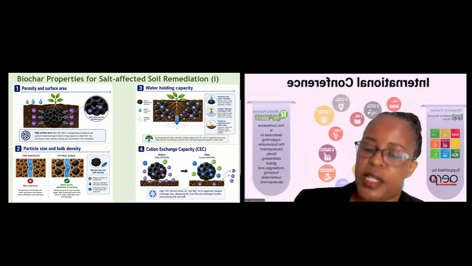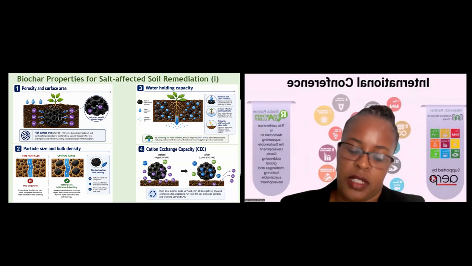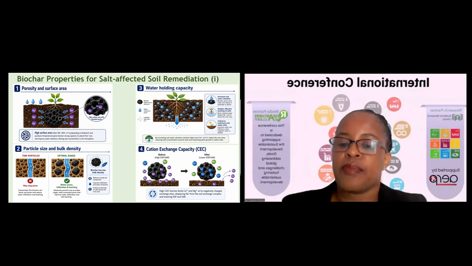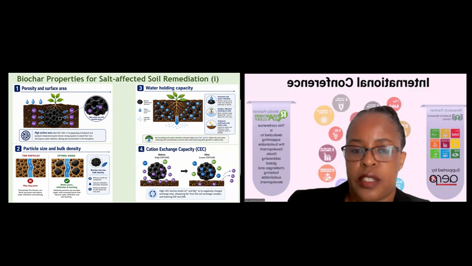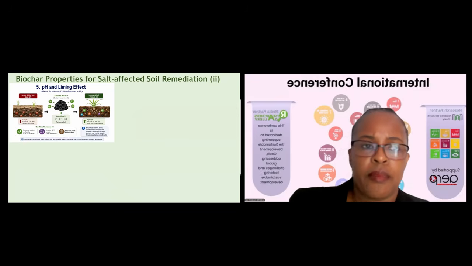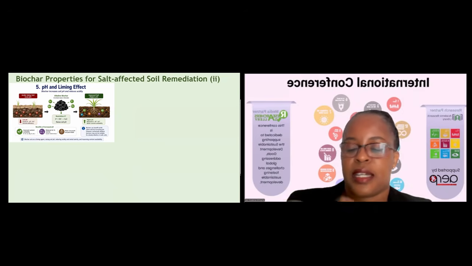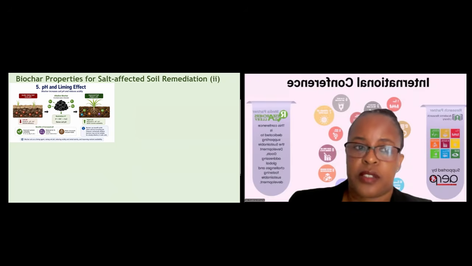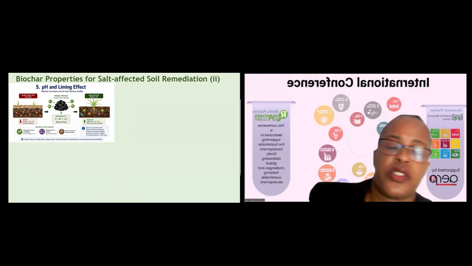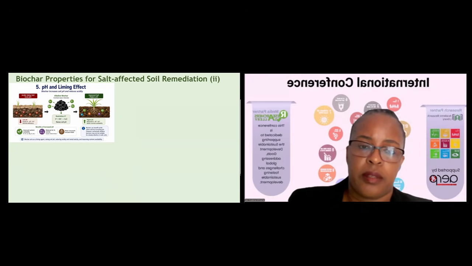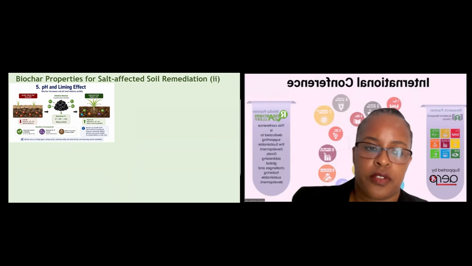The cation exchange capacity of the biochar is effective in remediation of salt-affected soils because the other cations exchange and replace sodium in the soil, reducing that sodium and the effects that we mentioned earlier. Also, biochar is usually alkaline, and so that alkalinity has a liming effect, especially for acidic and saline soils that have low pH. So when you add the alkaline biochar, that improves the pH and it improves the growth conditions for soils.